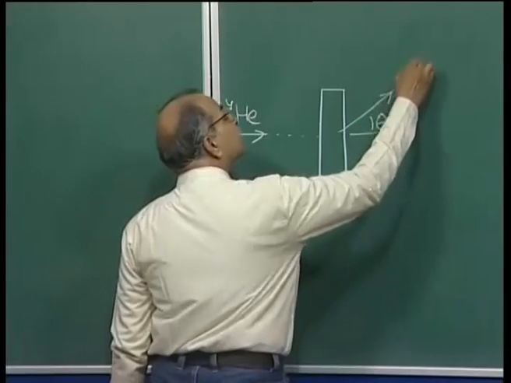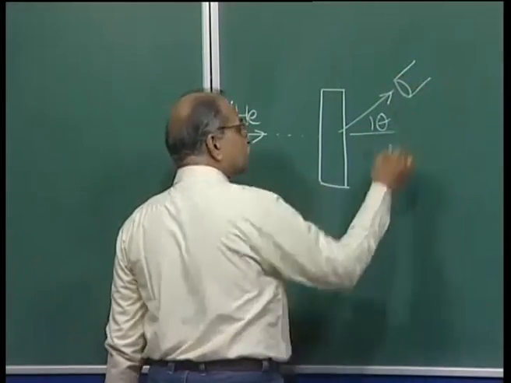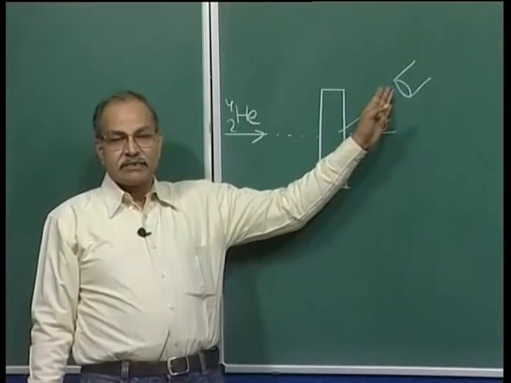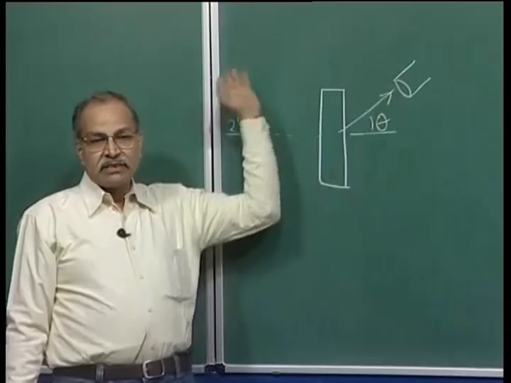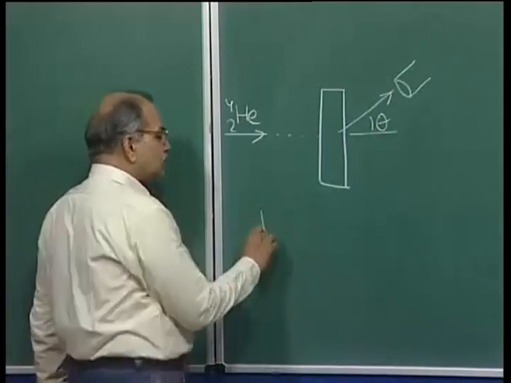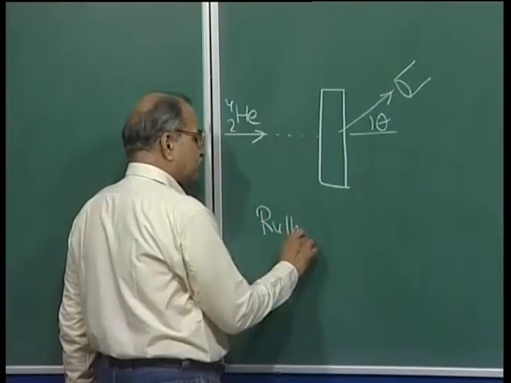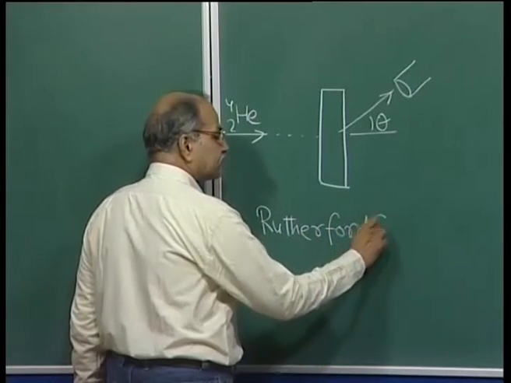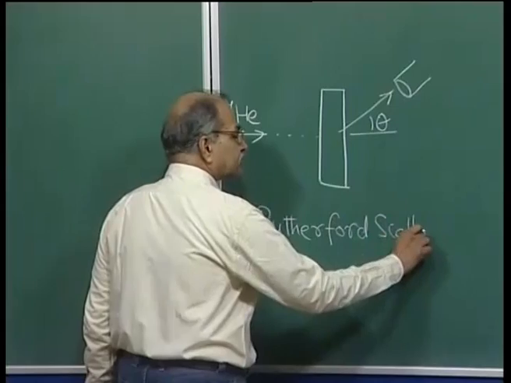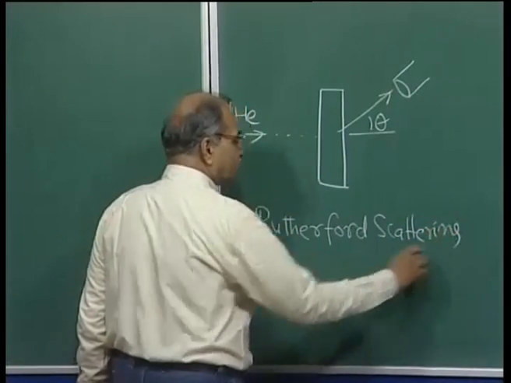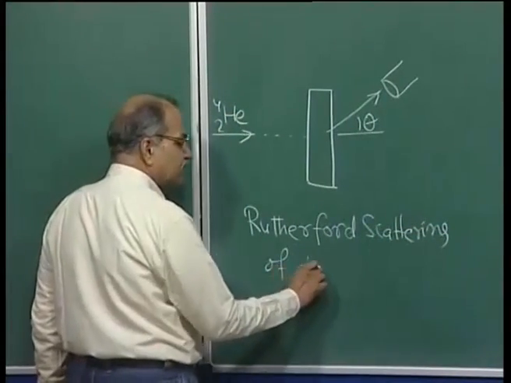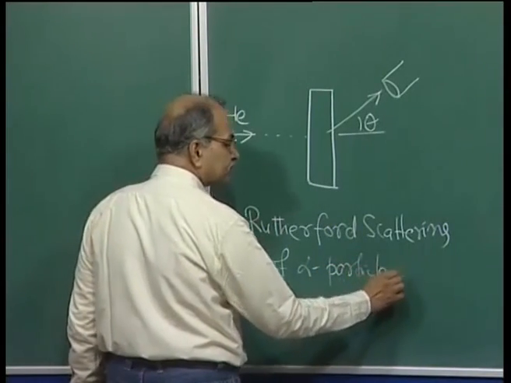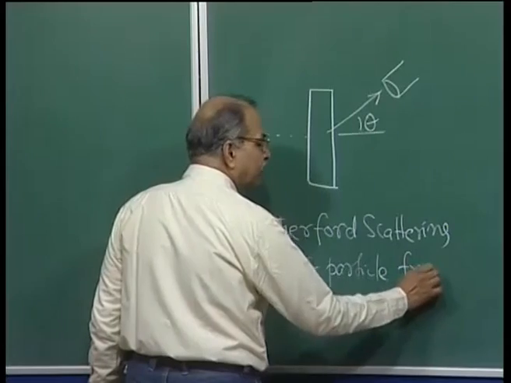and then these alpha particles scatter in different directions. You put your detector at some angle theta and see how many alpha particles are coming into this detector in a given time. So, this is the setup for what we call, this is how nuclear physics started. Scattering of alpha particles from metal foils.